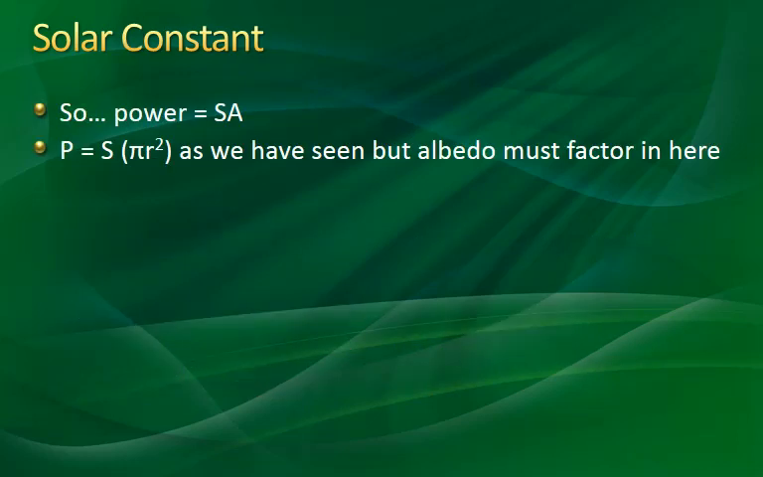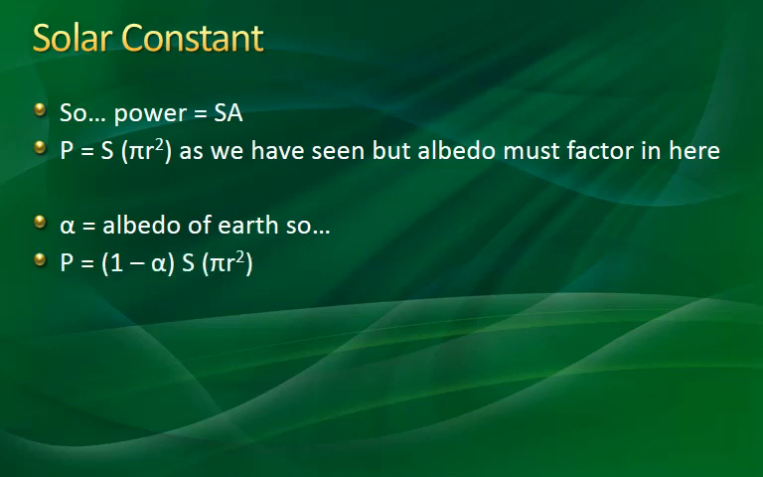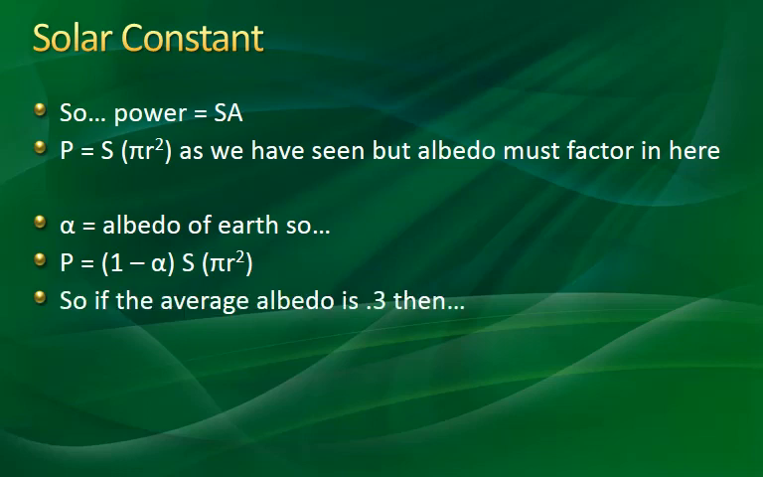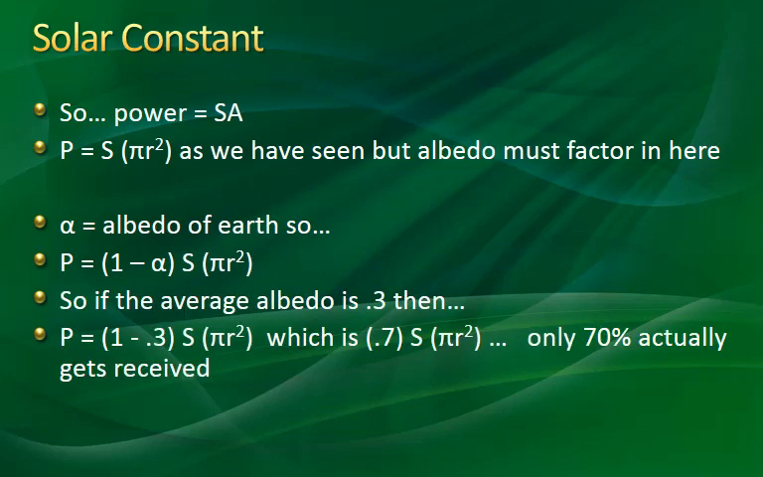If we consider that, we have pi r squared, which is the area, and we know the albedo of the Earth. So we can place that in there: 1 minus the albedo, times the solar constant, times pi r squared, will give us the power. With 0.3 in there, we get about 70% of the incident rays, and 30% is reflected right out.